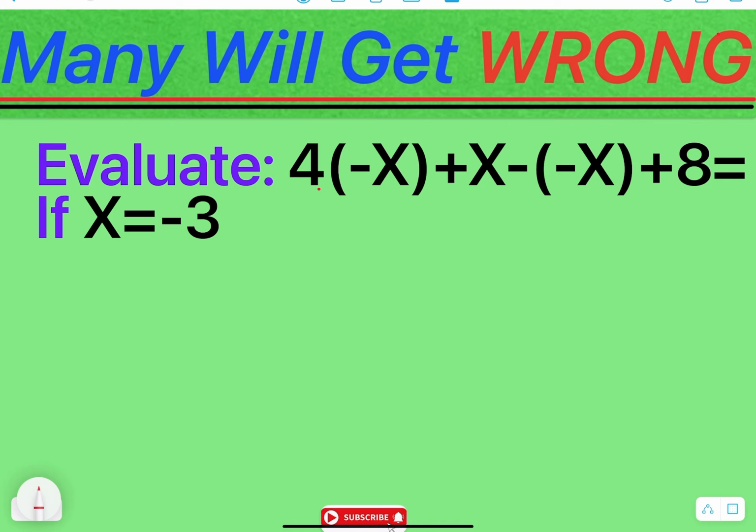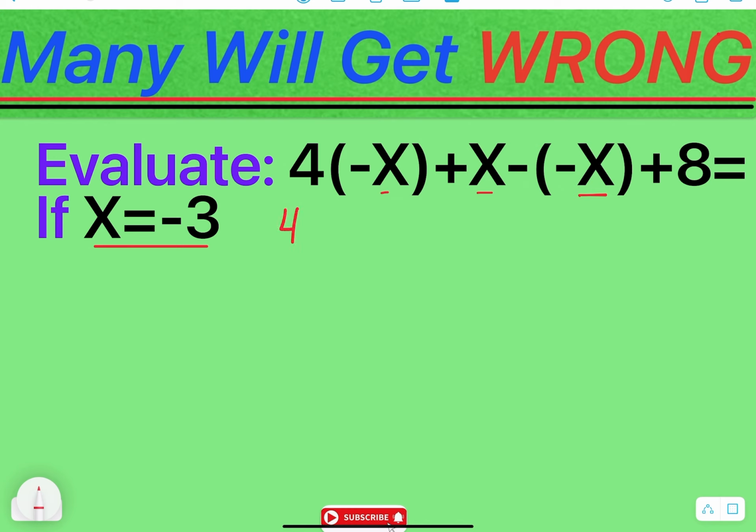So it says evaluate 4 times negative x inside the parenthesis plus x minus another negative x inside the parenthesis plus 8 if x equals negative 3. We have to plug in negative 3 instead of all these x's, and let's see what we will get.